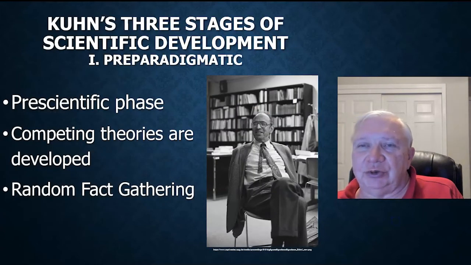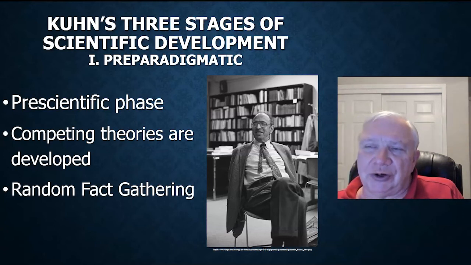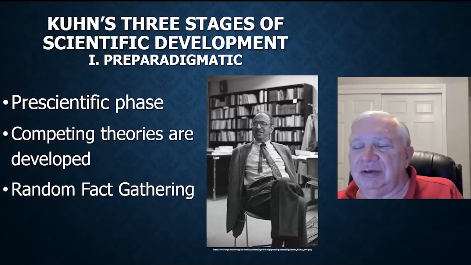There are 3 phases to Kuhn's theory of scientific development. The first stage, it's kind of a mouthful, the pre-paradigmatic stage, has 3 steps. It's a pre-science phase. Competing theories are developed. People are just kind of randomly gathering facts. People don't know what direction the research is going, or even if a paradigm is going to develop from it. But basically this is similar to Popper's ideas of theory development. There's a lot of fact gathering, and a lot of thinking about theories that can be built.